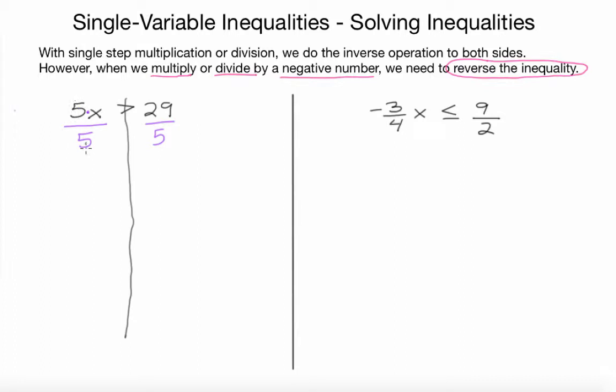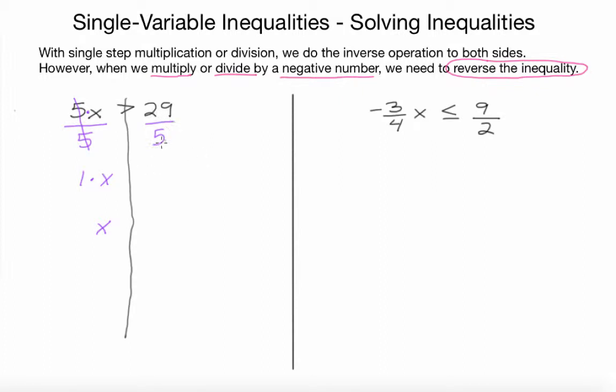So 5 divided by 5, those divide each other out, leaving just 1 times x. 5 divided by 5 is 1, and 1 times anything is just the same thing. So 1 times x just leaves x, and we have our variable isolated. But if I divide the left side by 5, I have to divide the right side by 5 as well to keep the integrity of everything.